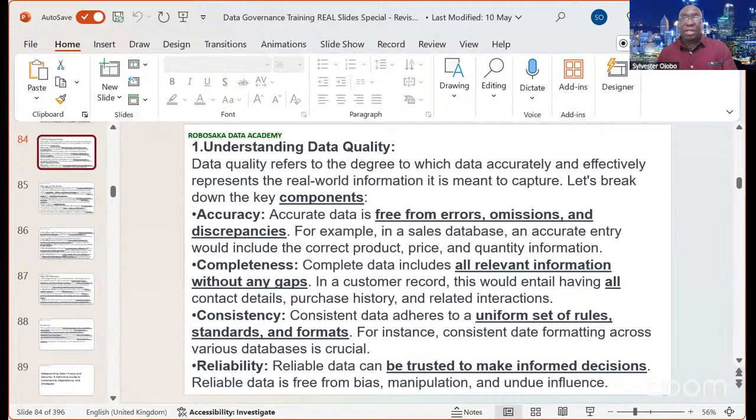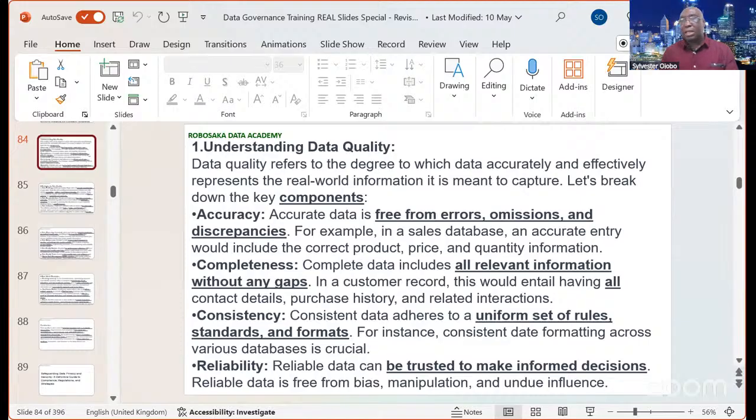Even when you complete it, it does not mean that it is accurate. So you also need to make sure the information you are completing is accurate as well. Okay, so you see, they are intertwined and interwoven; we cannot talk about one without making reference to the other. Okay, thank you so much.